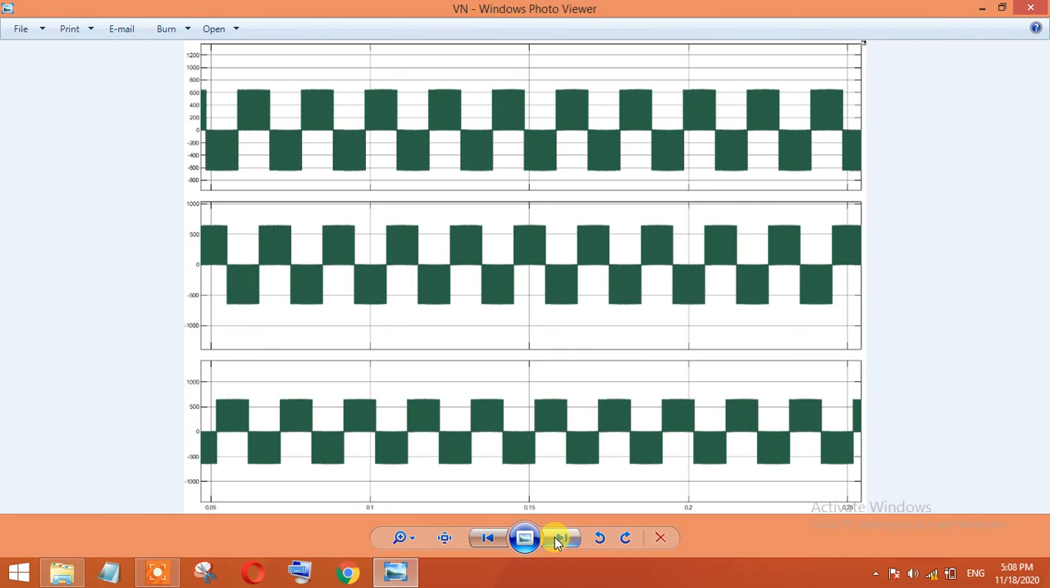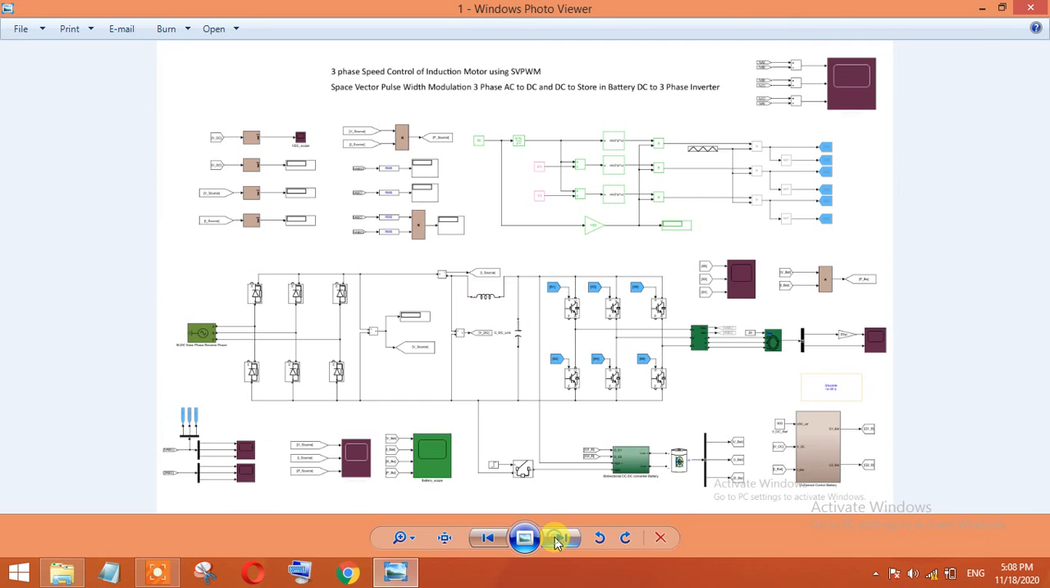The expanded waveform. So these are basically line to neutral voltages. So this one is basically a complete circuit.